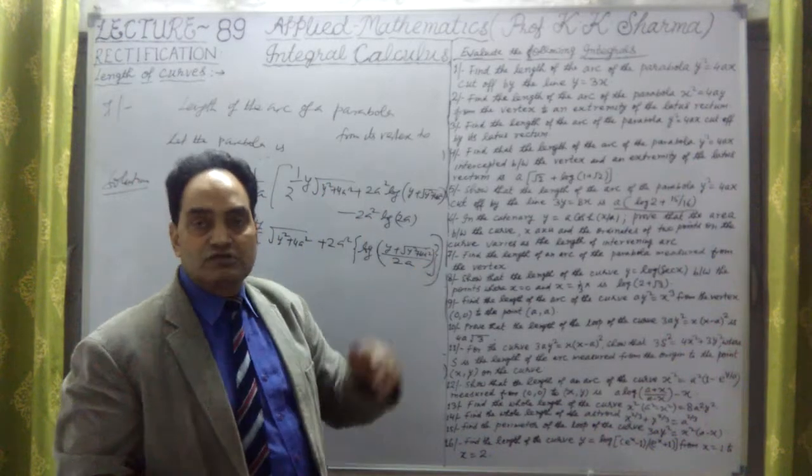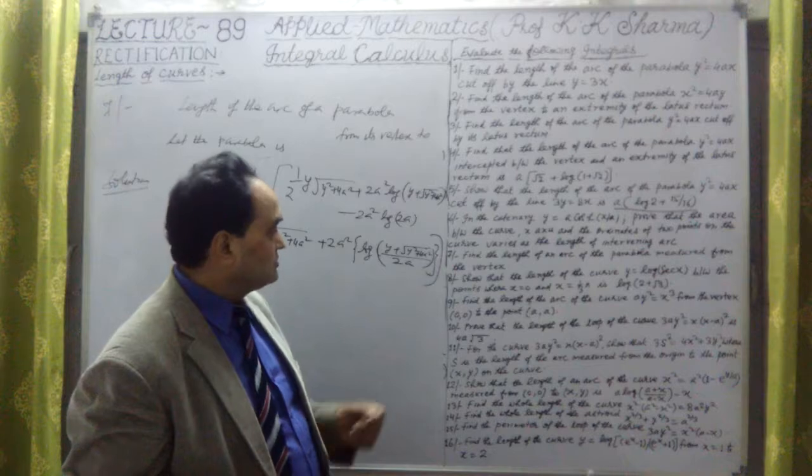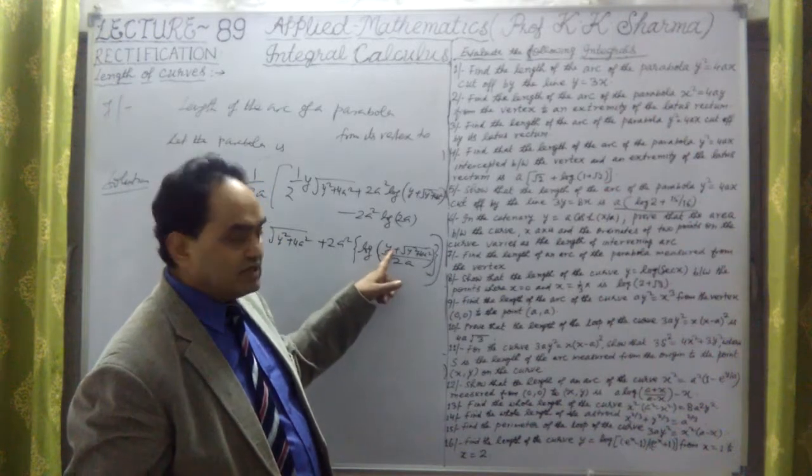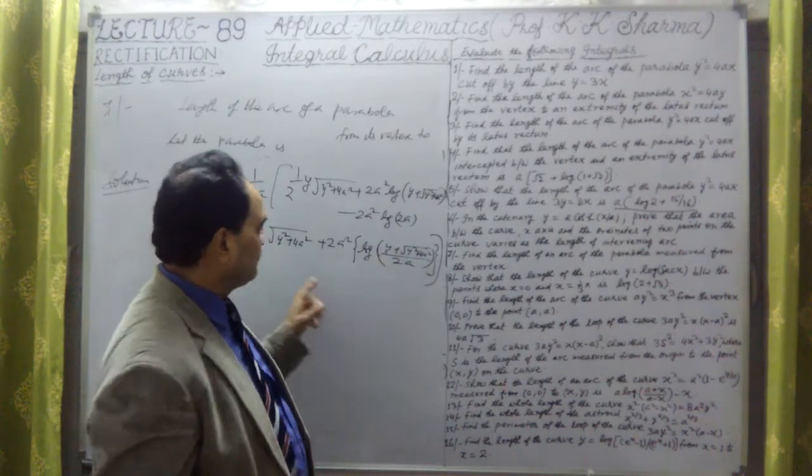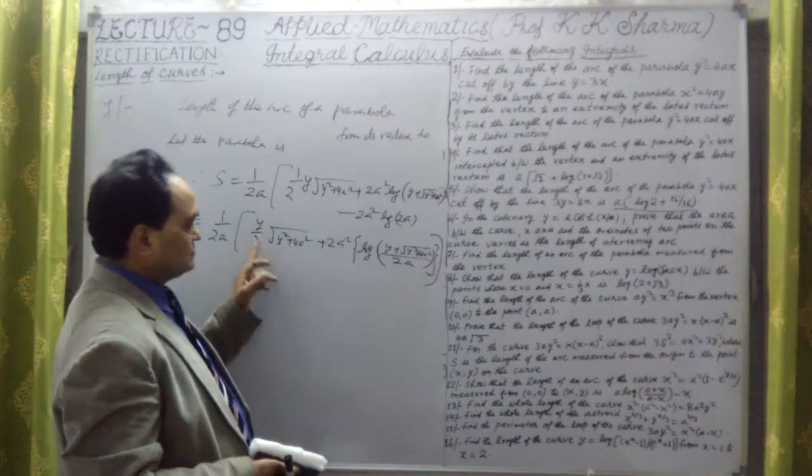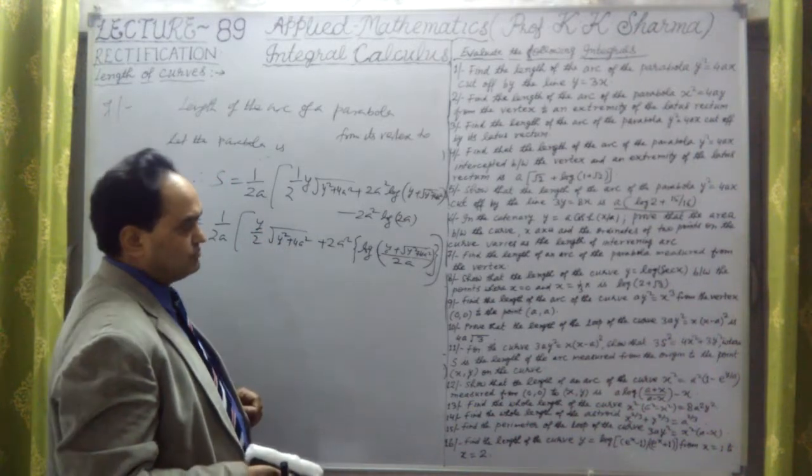We could take x square equal to 4ay. That could also be done. So in that situation, it will be x plus x square plus 4a square. It is x here, x upon 2a. So that is also a possible point.